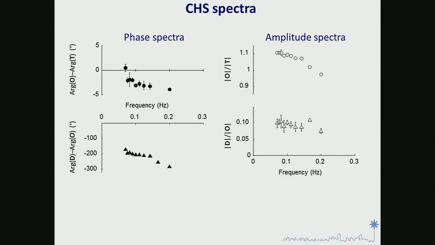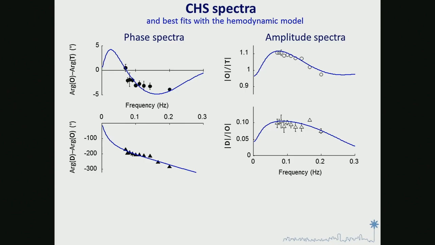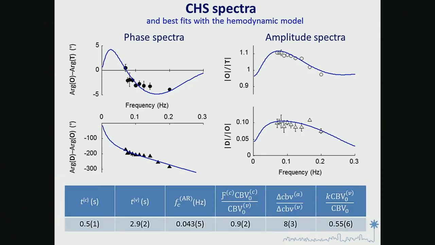But now the additional step, the next level, is to perform a fit with the hemodynamic model. And so now we can get quantitative measurements of the fitting parameters, which are reported here. And they are the capillary and venous transit times in seconds, the cutoff frequency for autoregulation, a measure of the effectiveness of autoregulation, and other parameters that are related to the blood volume in the arterial, capillary, and venous compartments.